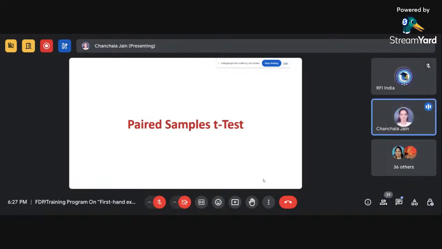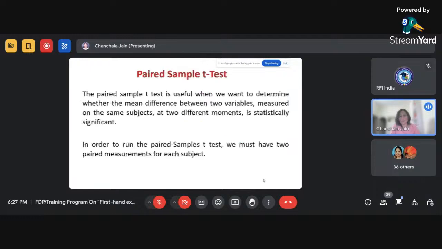So we are talking about paired sample tests, that is, the dependent sample test. The paired sample test is useful when we want to determine whether the mean difference between two variables measured on the same subjects at two different moments is statistically significant or not. Whenever we talk about a paired sample test, it means the two samples should be paired.